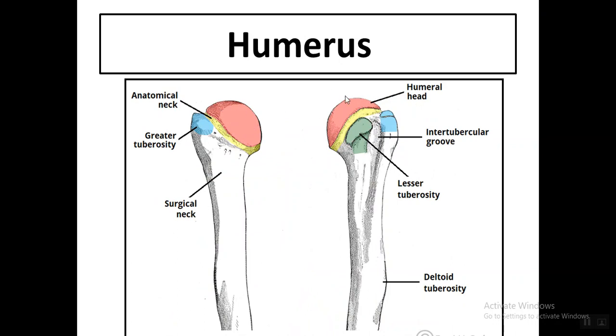It have a head surrounded by neck that is called anatomical neck, and it have two bony projections, one that is lateral, called the greater tuberosity, and one that is anterior, called lesser tuberosity. In between the two tubercles, we have a groove called intertubercular groove. So this is the proximal end of the humerus, consists from the head, anatomical neck, greater tuberosity, lesser tuberosity, and the intertubercular groove in between the two tubercles.